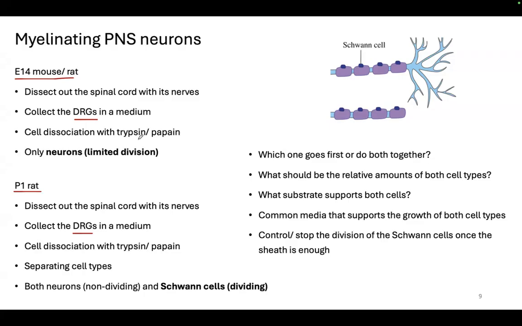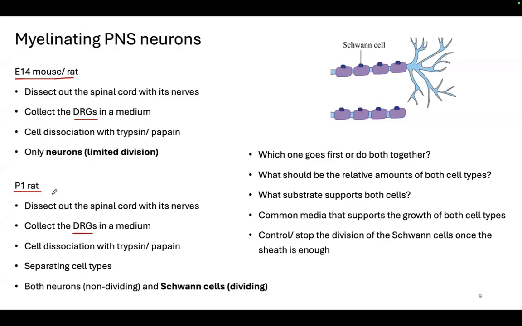Depending on how strongly associated the cells are, there are protocols which are optimized to tell you whether you should add trypsin for 10 minutes, for 3 minutes, or for 30 minutes. And then if you're talking about an embryo, your dorsal root ganglion would only have neurons, and they can divide. It's limited, but they can divide.